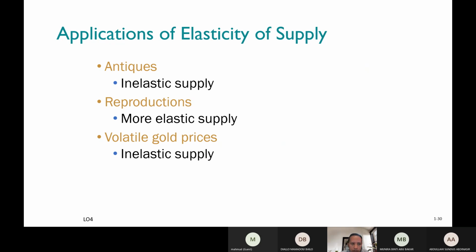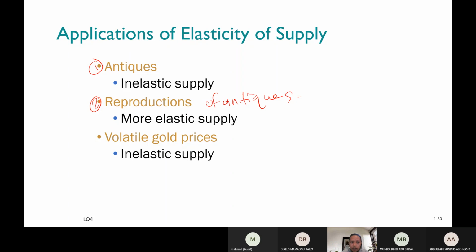For example, the antique goods. Because they are antiques, you cannot produce more. You can't simply just produce another antique. So usually here the supply is inelastic. However, if you sell reproductions of antiques, it's not an antique in itself, just a copy of the antique. So this is where the supply is more elastic, so you can change the supply.